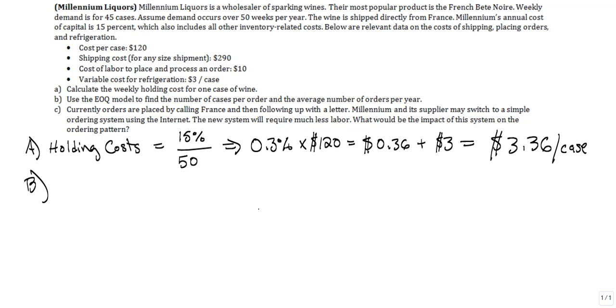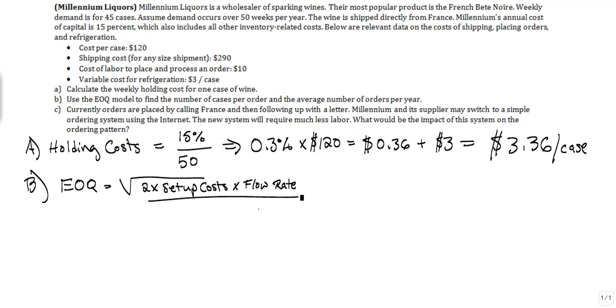To do this, we must use the economic order quantity formula, which is equal to the square root of 2 times the setup costs times the flow rate, which in this case will be our weekly demand, all over the holding cost. Our setup costs include both the shipping cost of $290 as well as the $10 labor costs. These are fixed for each time we place an order.